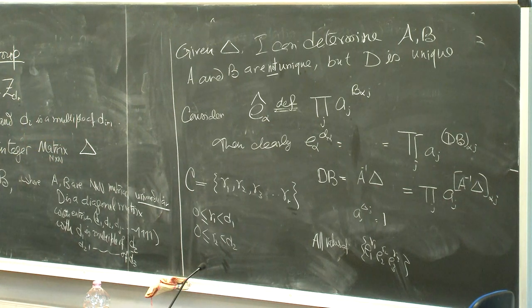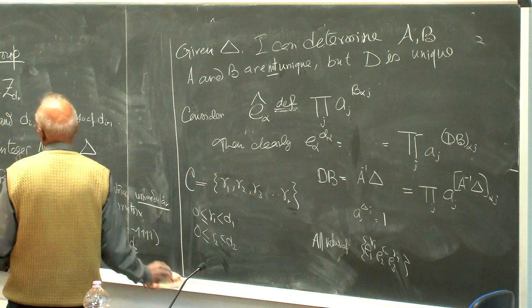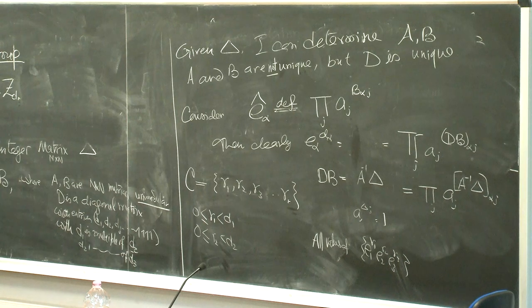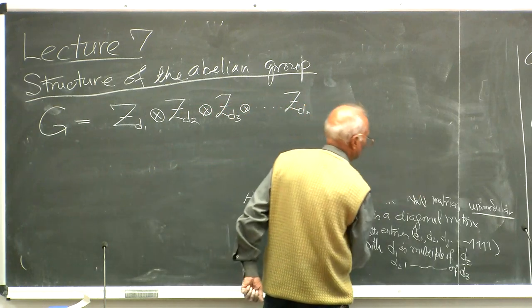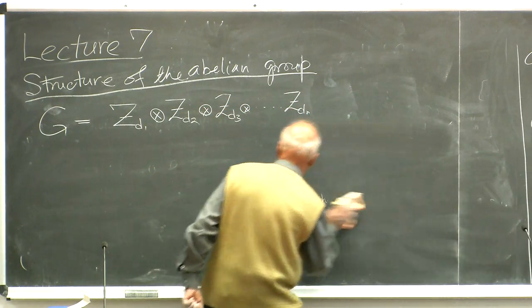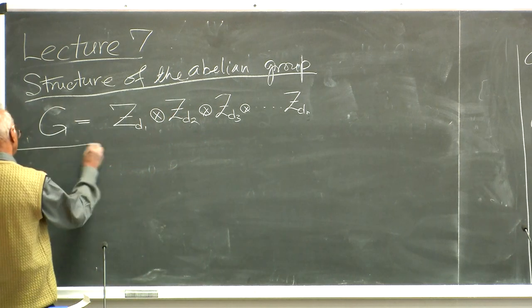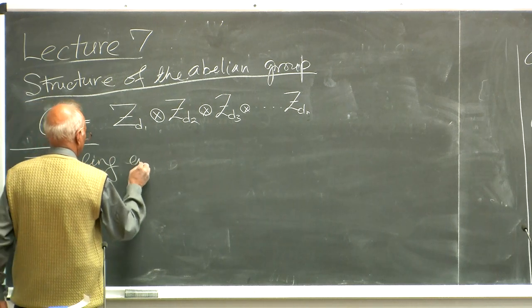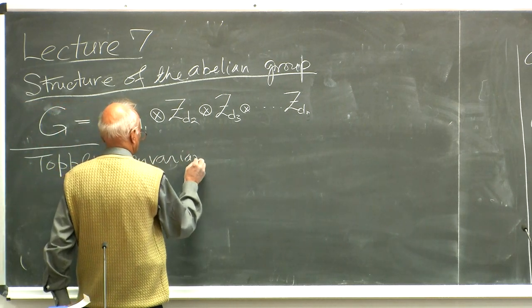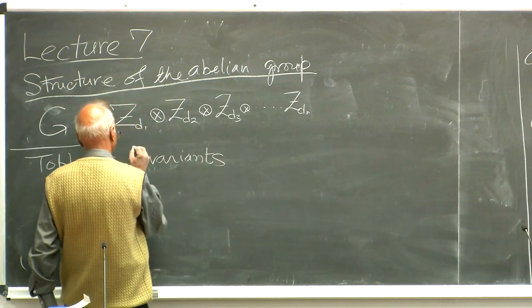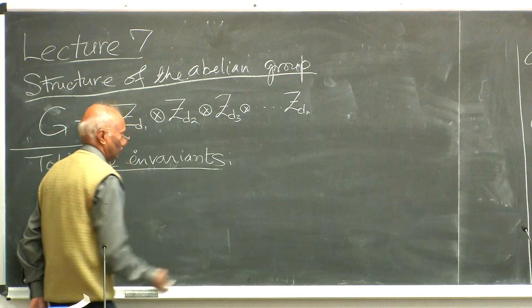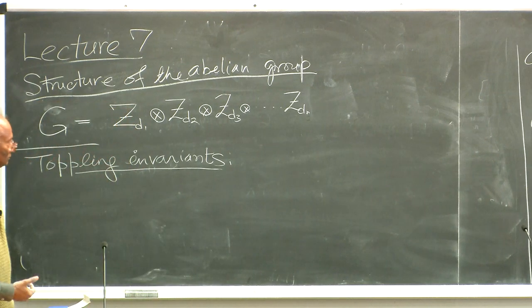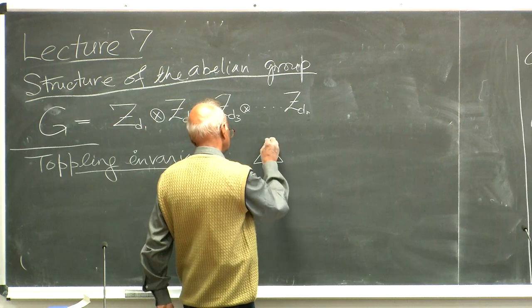I think I only need to do one more thing about this, and then we are through for today. So there is a very nice notion called toppling invariant. Okay. So we had this matrix delta.